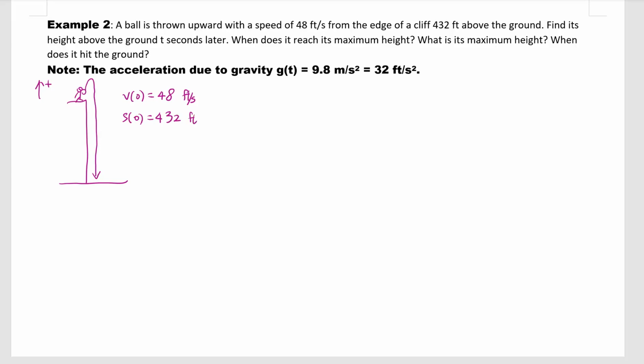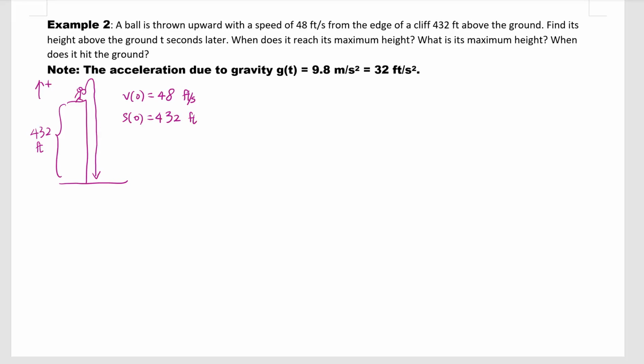432 feet. Okay, so this guy is 432 feet. Alright, so we're on the Earth. We have the attraction from the Earth. That's the gravity force, right? The acceleration due to gravity is 9.8 meters per second squared, which is also 32 feet per second squared.